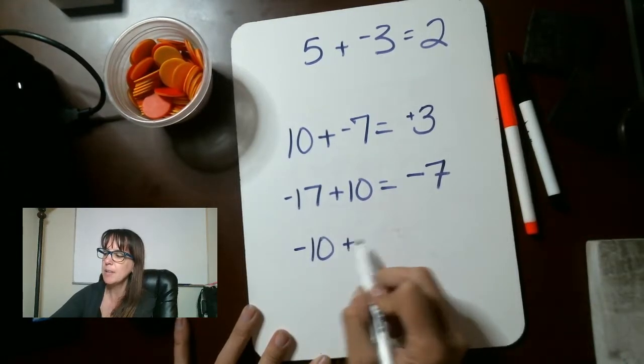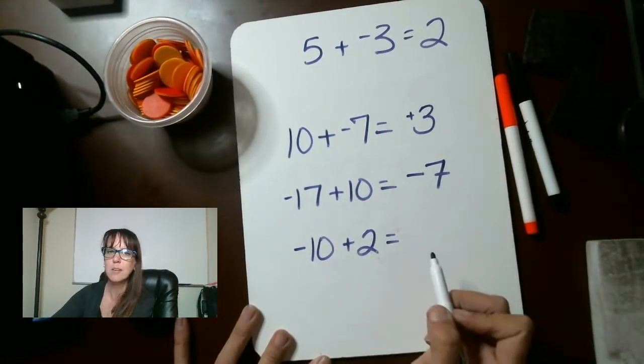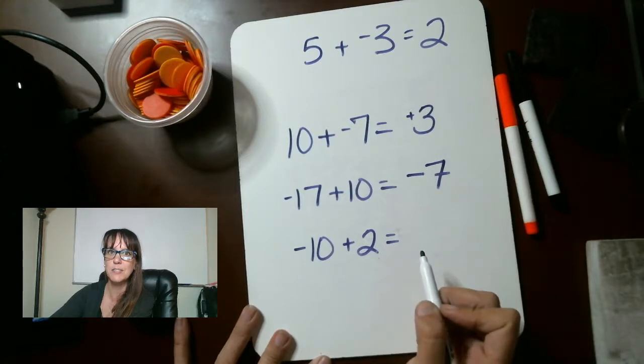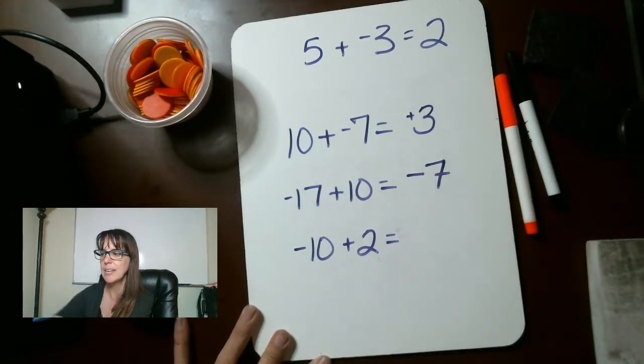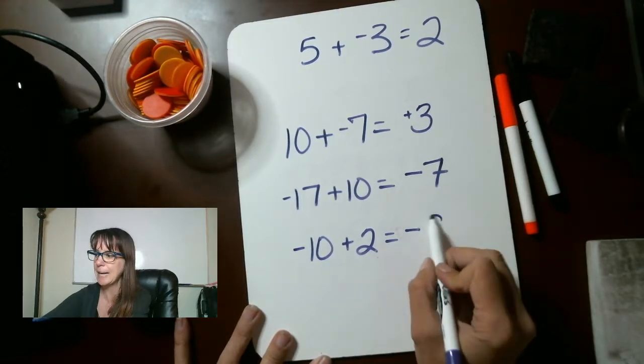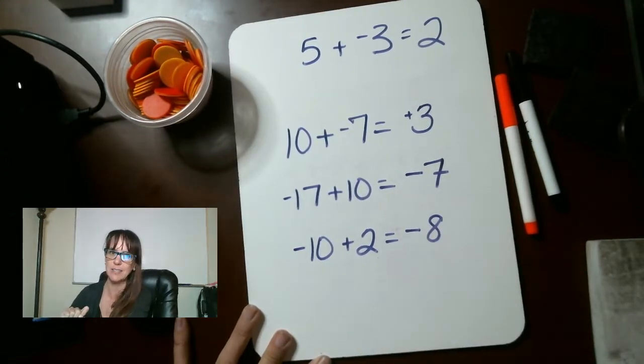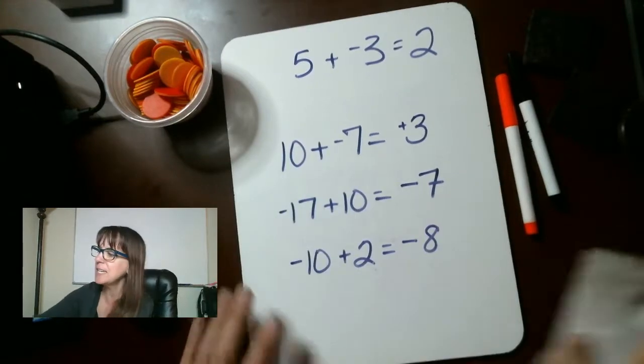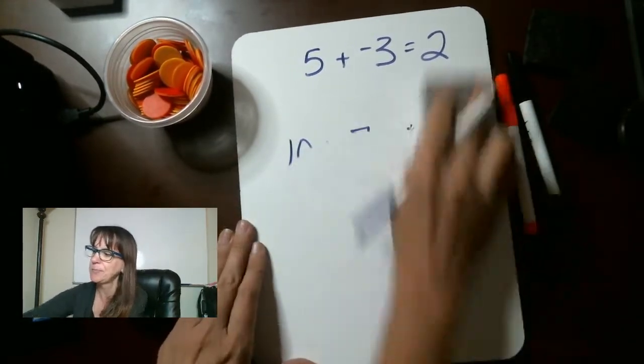-10 plus 2. Pause this. See if you can answer it. Good. If you said that the negative team is larger by 8, you got the correct answer. Okay? Negative team is larger by 8.